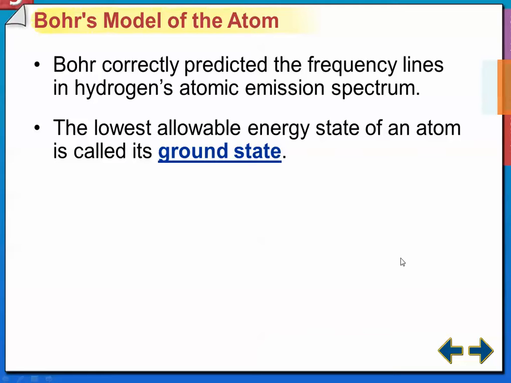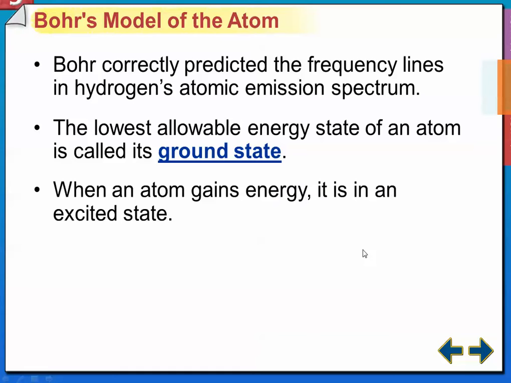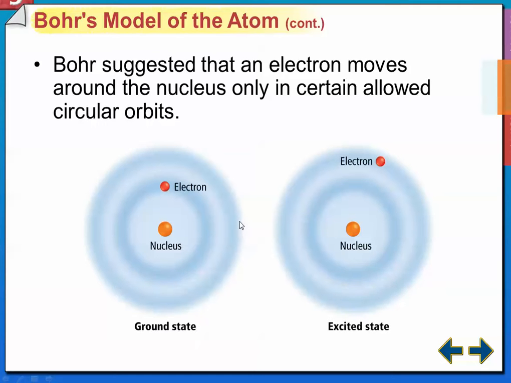The lowest allowable energy state of an atom is called its ground state. When an atom gains energy, it's in an excited state. We're talking about the electrons of the atoms. When they have their lowest allowable energy, that is the ground state. When energy gets added to them, they become excited and enter an excited state.